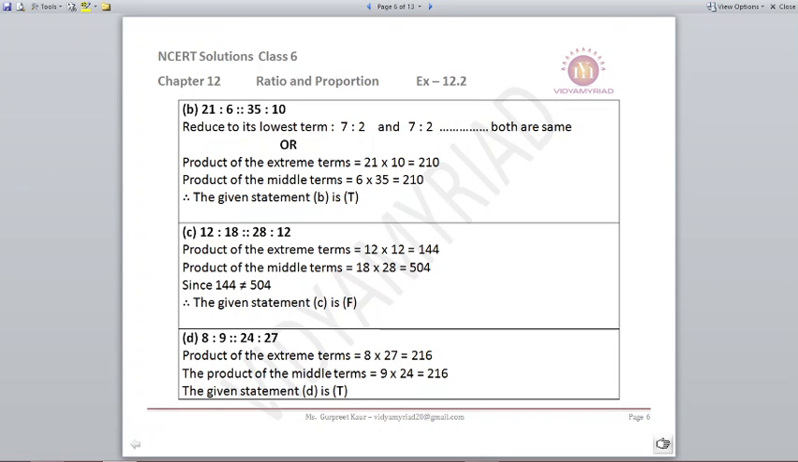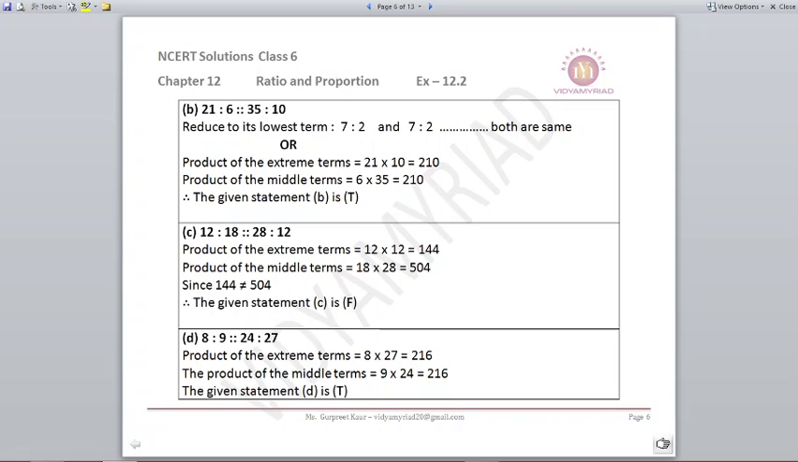Second part. 21 is to 6 as 35 is to 10. When we reduce it to its lowest term, we get 7 is to 2 and 7 is to 2. Both are the same, which means it is a true statement. Or I can take the product of extremes and the product of middle terms. That is 21 into 10, 210, and 6 into 35, which is again 210. So it's a true statement.